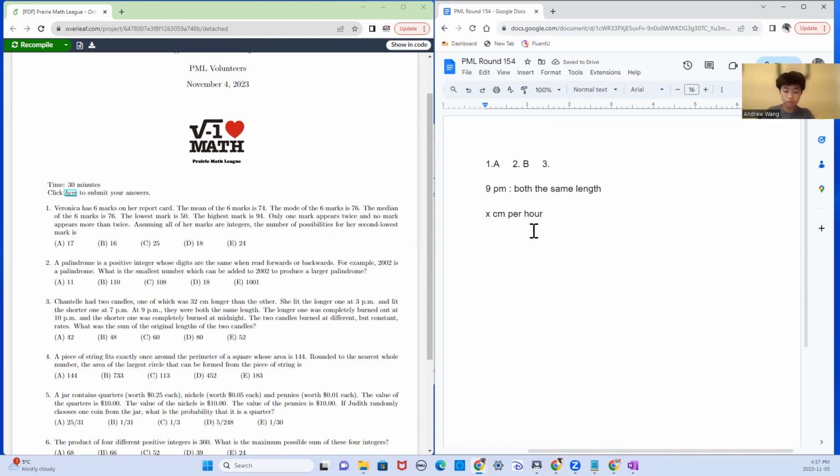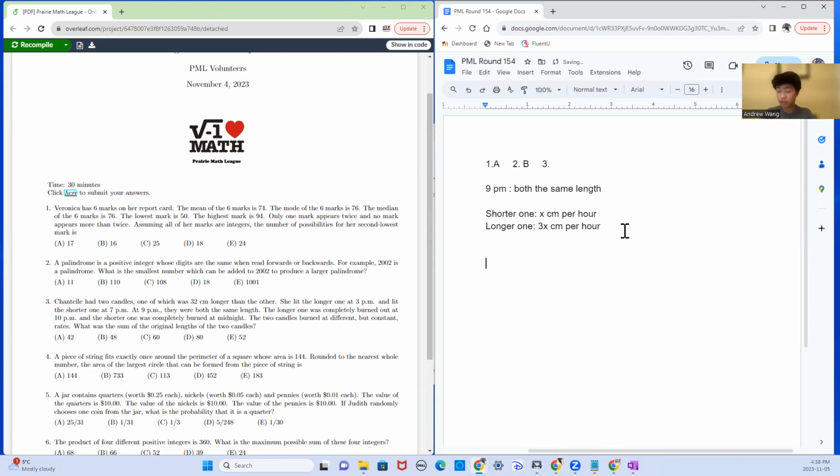So we're going to suppose the shorter one burned at a speed of X centimeters per hour. Because the shorter one took 3 hours to burn, and the longer one burned up in 1 hour, the longer one burned 3 times as fast. So 3 times X centimeters per hour. Now we know the speeds of these two.